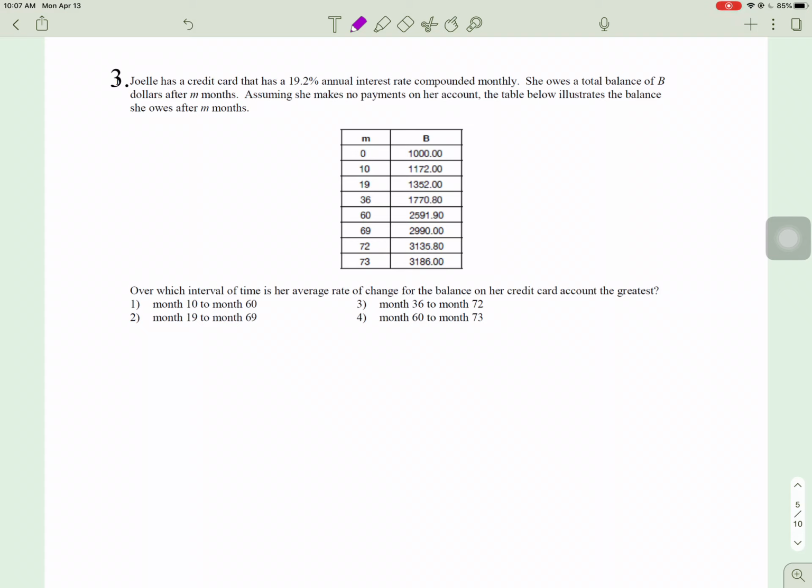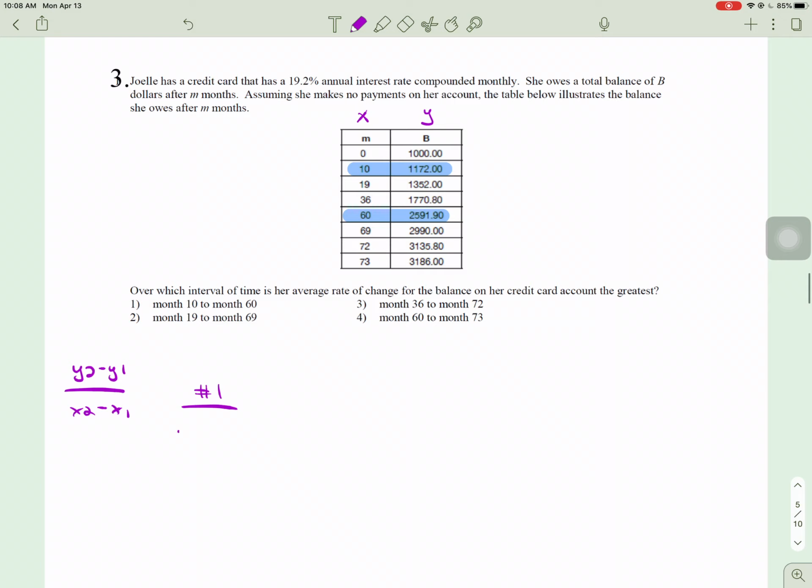So here, you got to do y2 minus y1 over x2 minus x1 4 different times, right? Your months are your x values, and your balance is your y values. So I'm going to do choice 1 here, okay? From month 10 to month 60, so this is choice 1. So we're looking here, and we're looking here. What's the average rate of change between those two values?